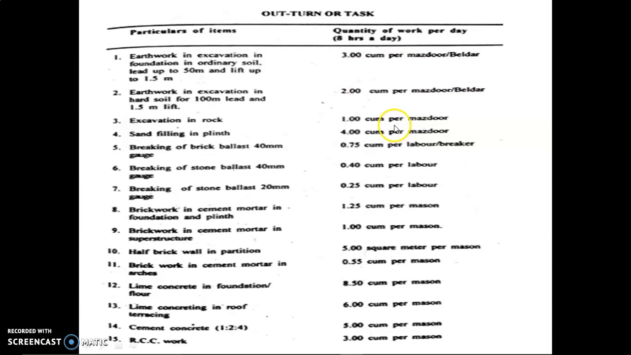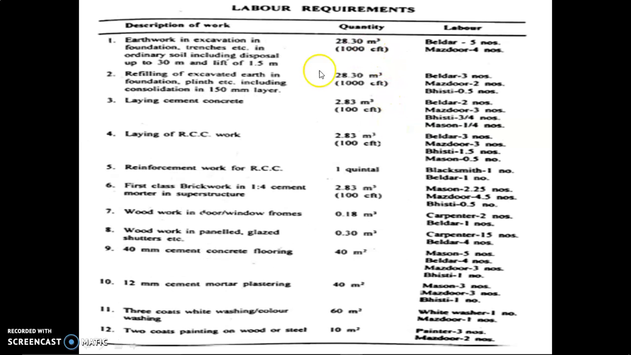So this is the table which we take from IS 7272, and this is the labor requirement, means if you want to do this work and the quantity is 28.30 meter cube, up to this quantity we require 5 beldar and 4 mazdoor. For example, if we are given 100 cubic meter as a quantity, then simply we have to divide this, and we get the value for 100 meter cube by interpolation. So these are the values for a particular 28.30. For finding more than this value, you have to get it with the help of interpolation.